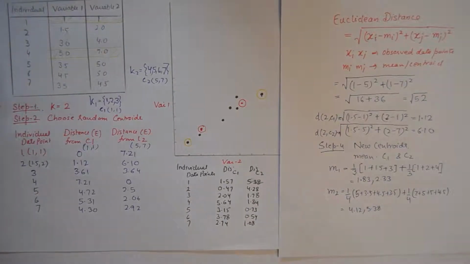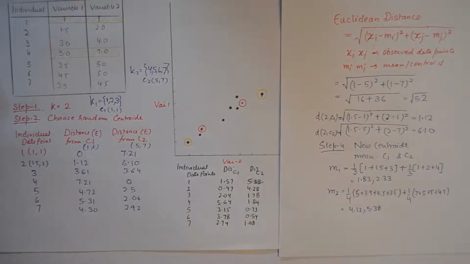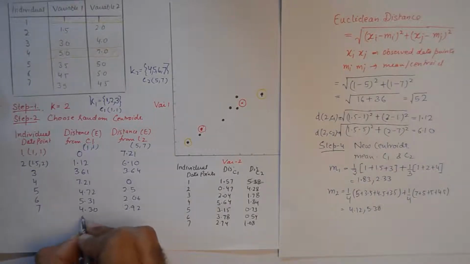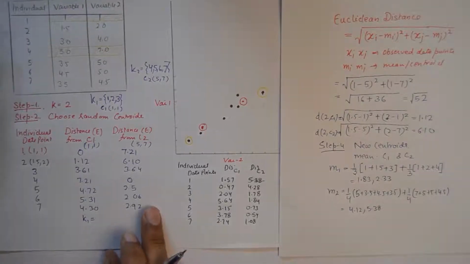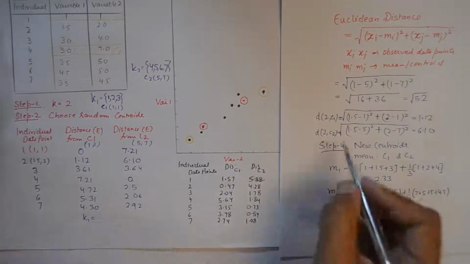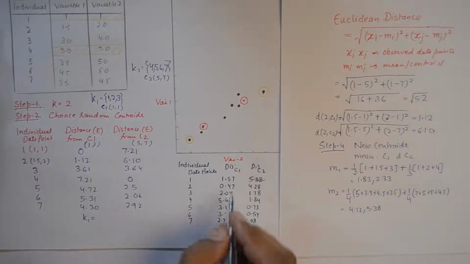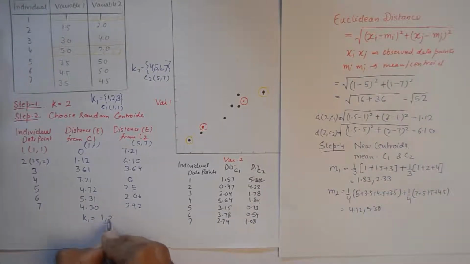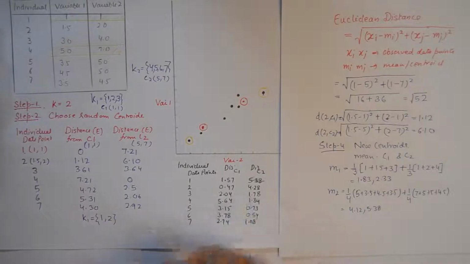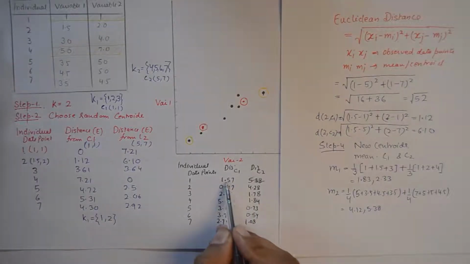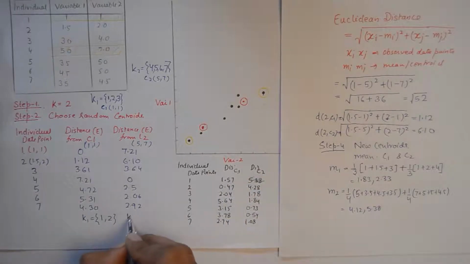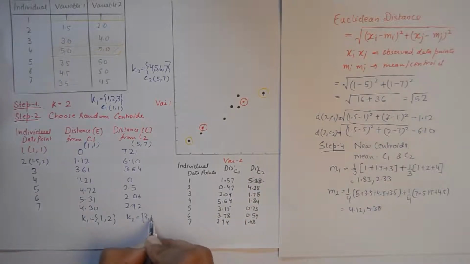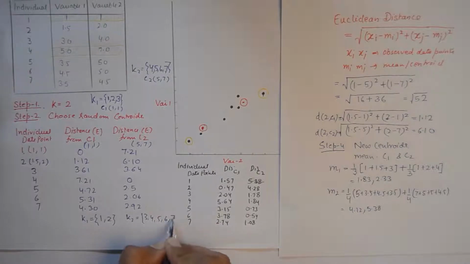So these are the new values, and now you can see that if I was to make new clusters, the new cluster K1 after step number 4, the second iteration, only 1 and 2 will fall in this cluster, because the distance of 1 is closer to cluster 1 as opposed to cluster 2, and cluster 2 will have all the other 3, 4, 5, 6 and 7.